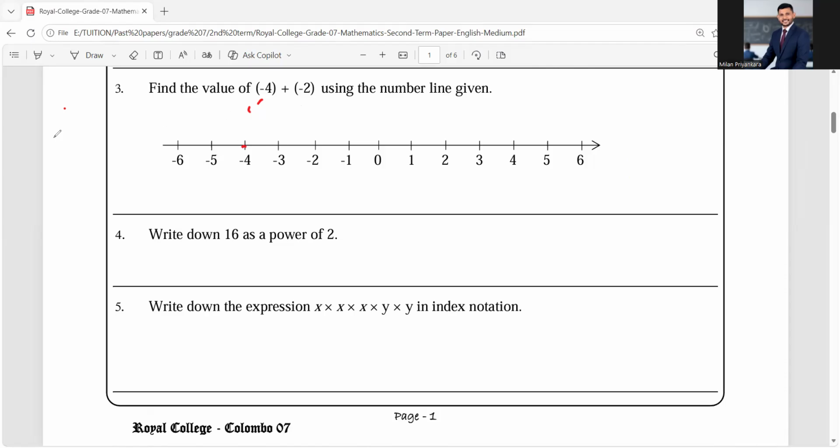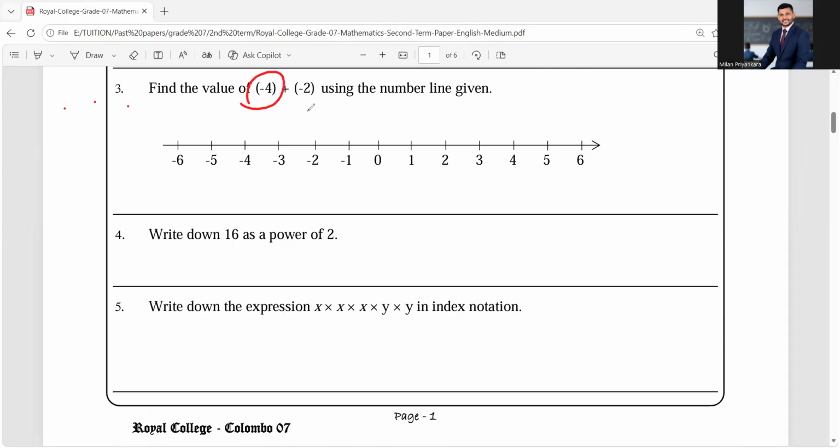Go to the... now when you are adding, you have to go to the right side, right? Actually, when you are adding, you will have a kind of principle, right? So I will explain this.